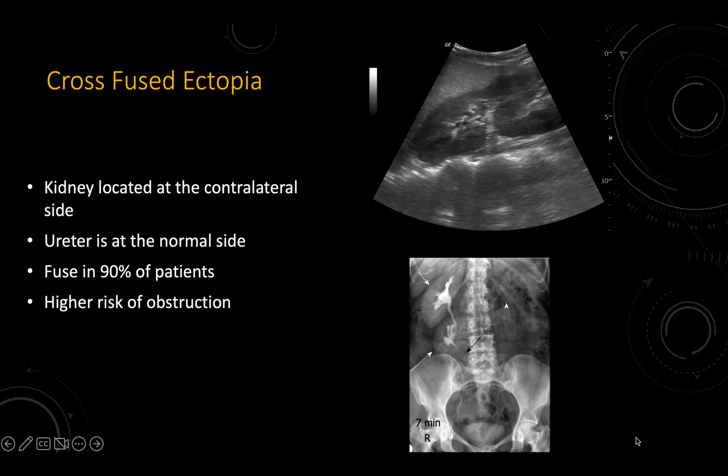Now, a crossed fused ectopia is whereby the kidney migrated to the contralateral side, and therefore you have two kidneys on one side, and you don't have a kidney on the other side. And most of the time, about 90% of cases, they are fused. Like this one, you can see there's one kidney here, but another kidney that goes unseparated between the two, and therefore this is a crossed fused ectopia. So they have a higher risk of obstruction, because you can imagine that the ureter is also being stretched, and it can be stenotic and compressed by the adjacent structures as well.